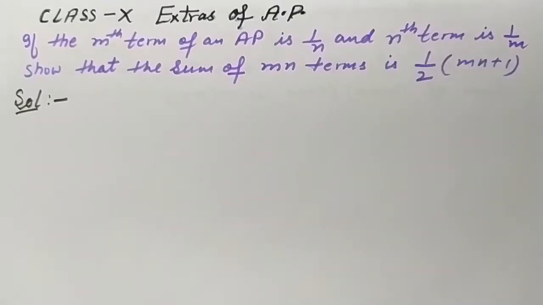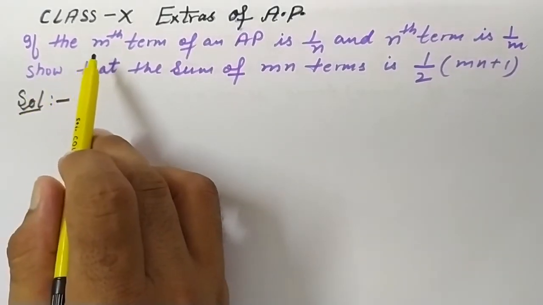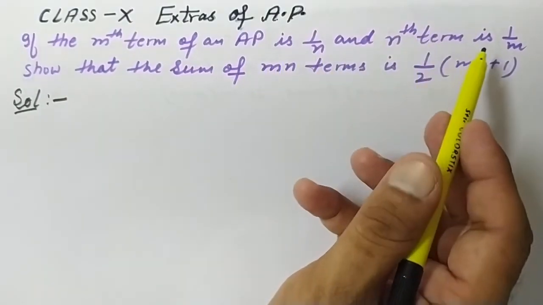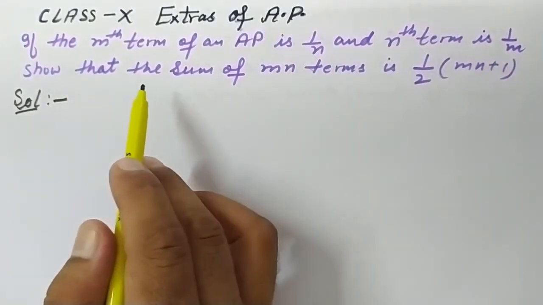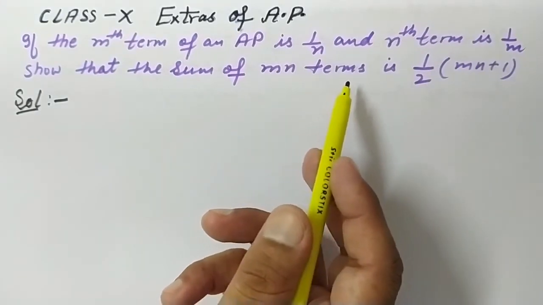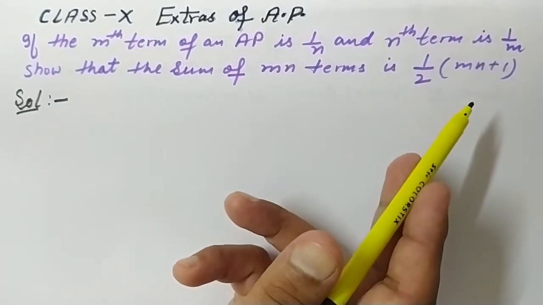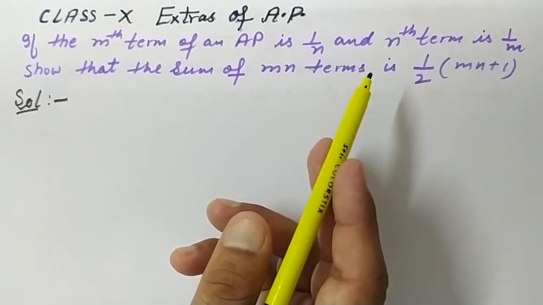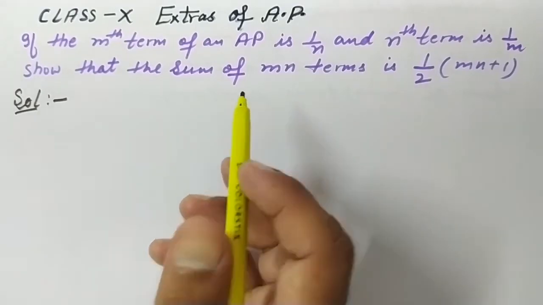Students, welcome in this YouTube channel. Today I brought for you extra question of AP, and the question is, if mth term of an AP is 1 by n and nth term is 1 by m, show that the sum of mn terms is 1 by 2 into mn plus 1. So before doing this question, we will have two formulas with us.